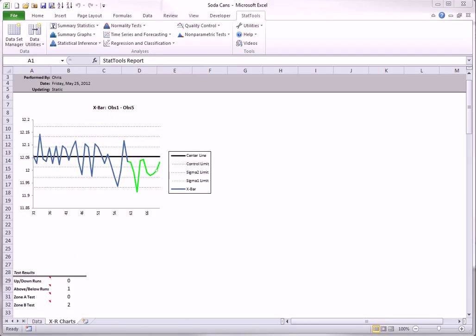For the X bar chart, there is one point below the lower control limit. There is a long run below the center line. And there are two violations of the Zone B test. This essentially means that there are too many nearby points that are between one and two standard deviations below the center line. These results warrant further investigation by the manager into the possible causes for this out-of-control behavior.